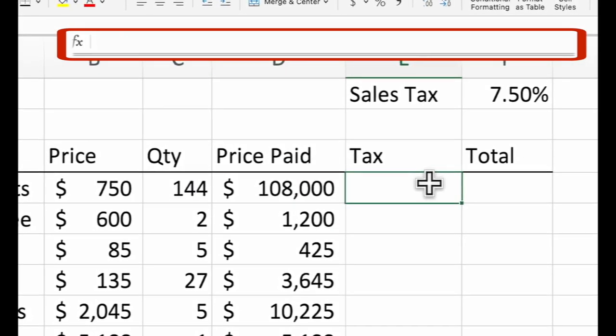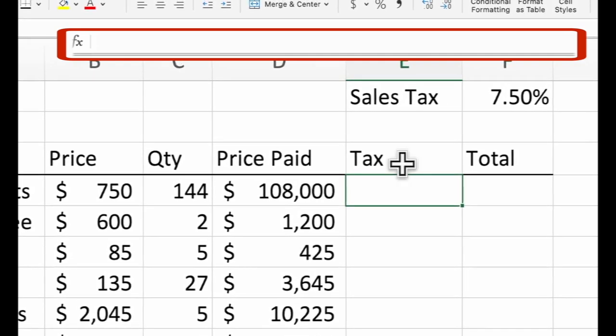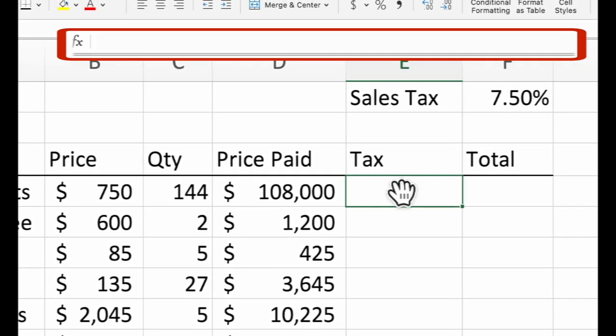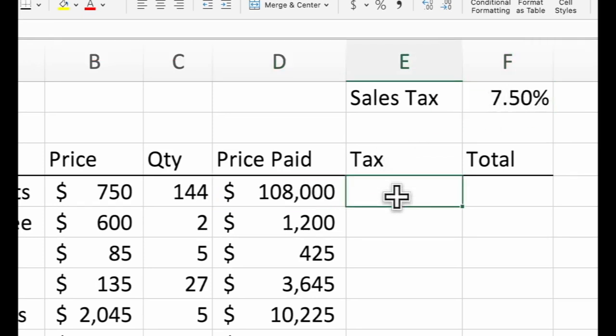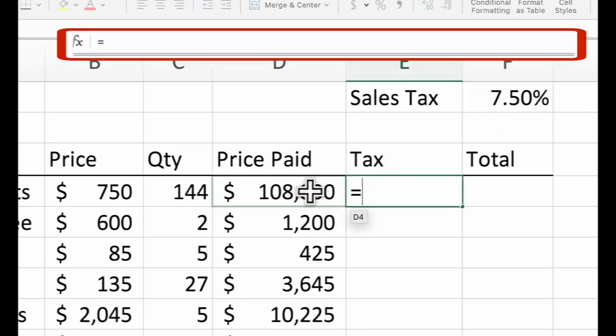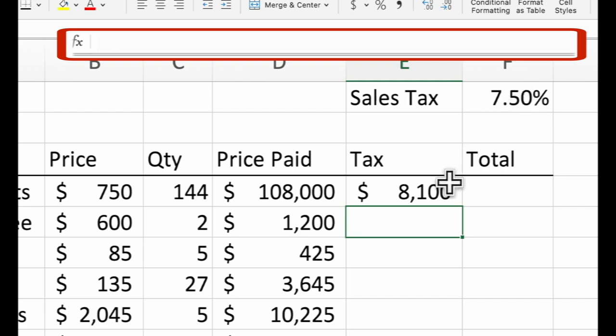Now right now in this column, I want to get the sales tax. So the sales tax is going to be the price paid times the rate. So easy. It's going to be equals this one, D4, times this one, F1. And I get the sales tax. Good. Now what's going to happen if I drag this down here? Well, we'll just do it on 2 of them.